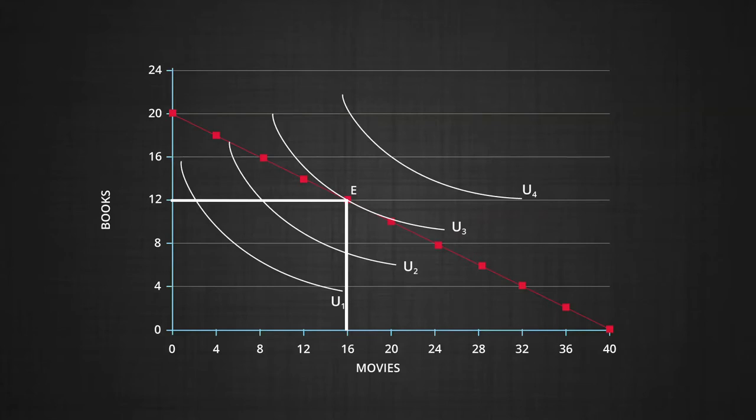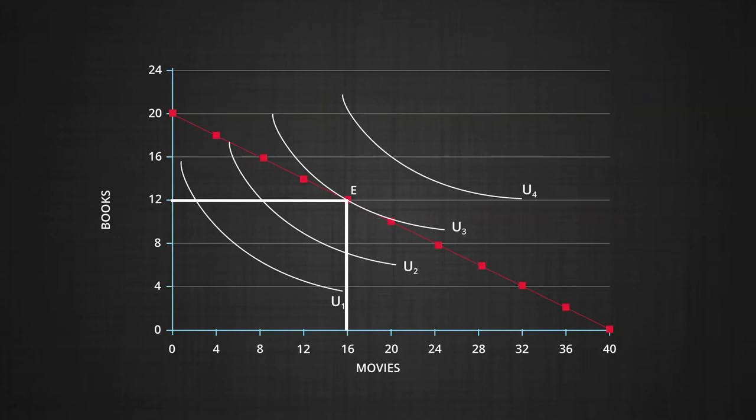At E, his utility is maximum, given his income and given the prices of the movies and books. The consumer can do no better than this and has no incentive to change unless prices change or his income changes. At E, the slope of the budget line equals the slope of the indifference curves.